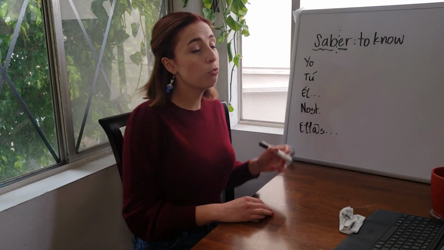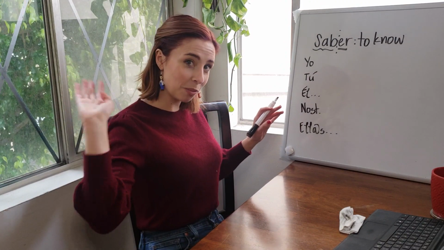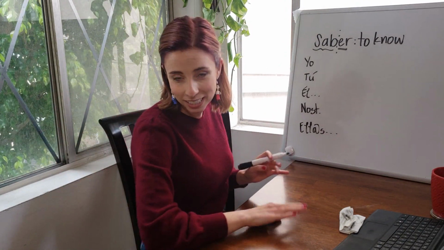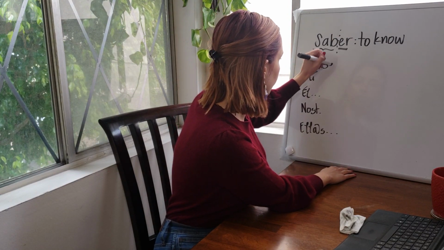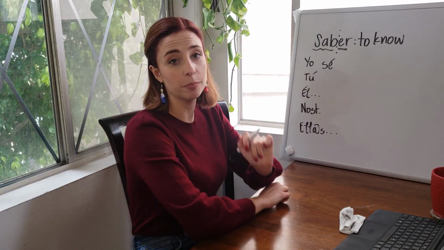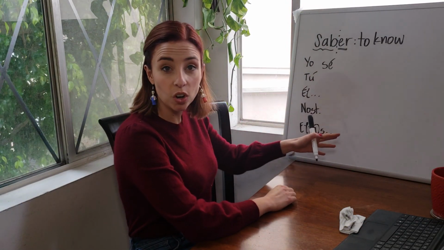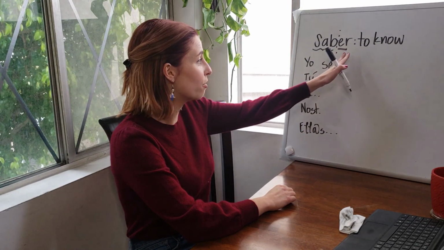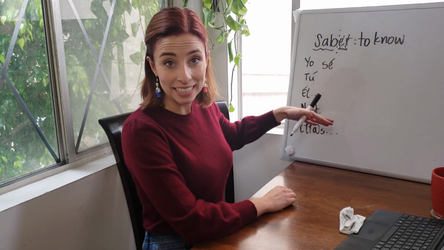So the yo form of saber, here's where it gets a little crazy. Throw everything you're expecting out the window. It is not sabo, it is sé. An irregular Spanish verb. Just the yo form is irregular here, and you can go ahead and blame Latin. That's what we're going to do in our class. The rest are what you would expect for an ER verb. So you'd cross off your ending and add the expected endings for ER.